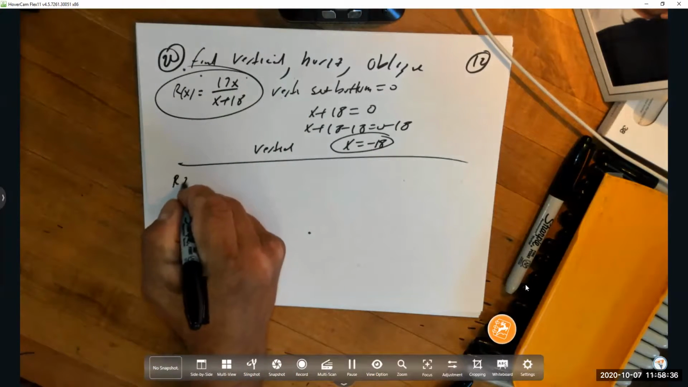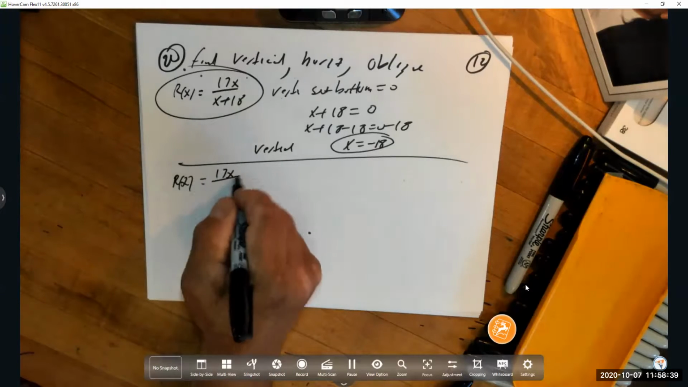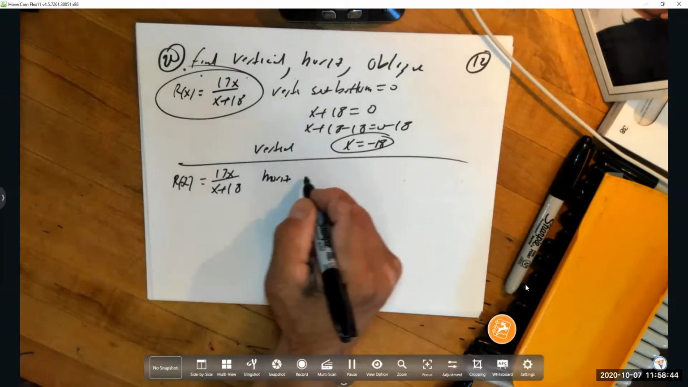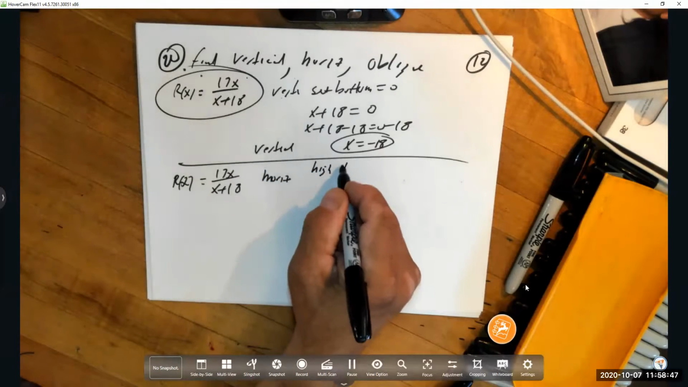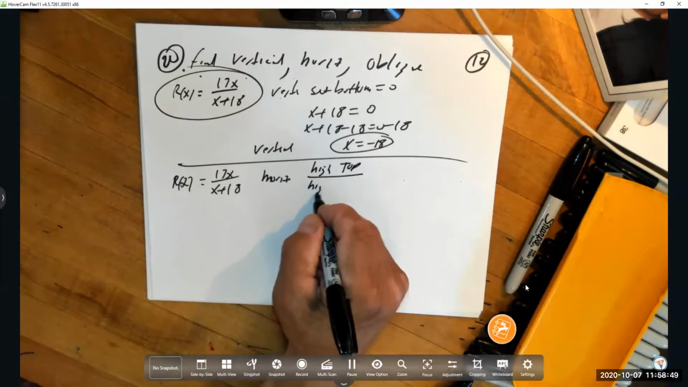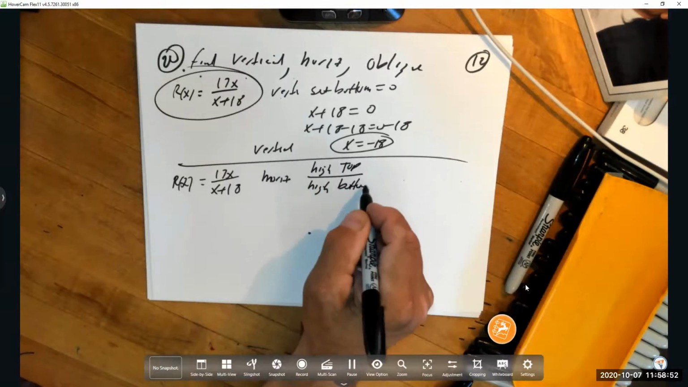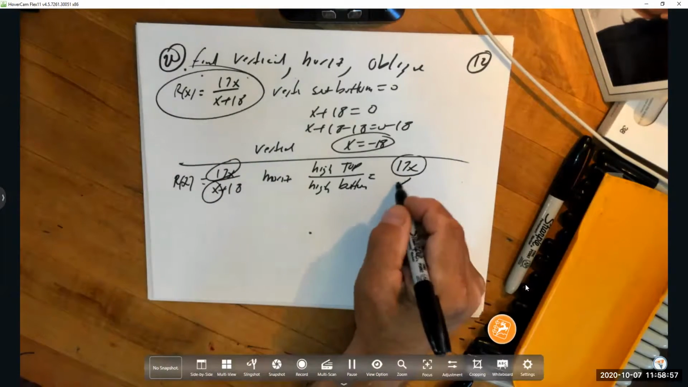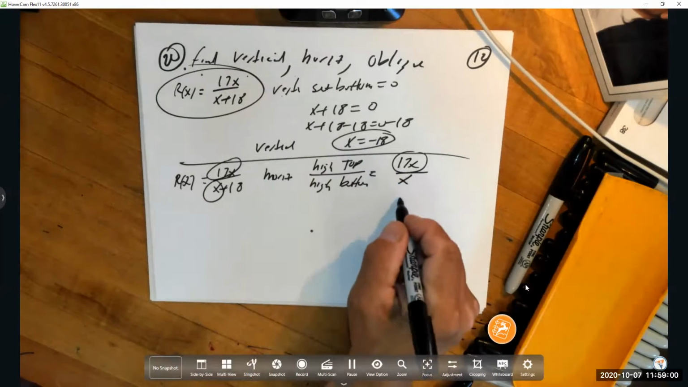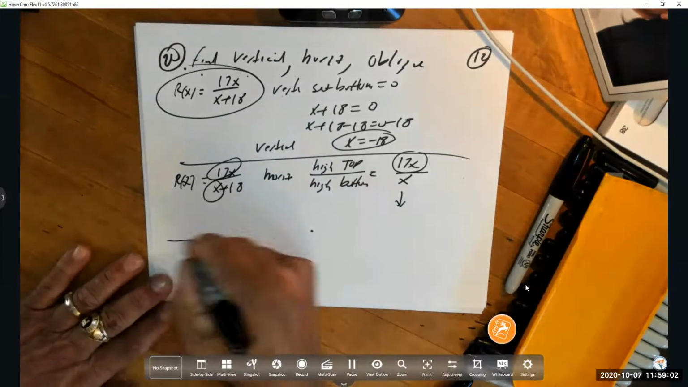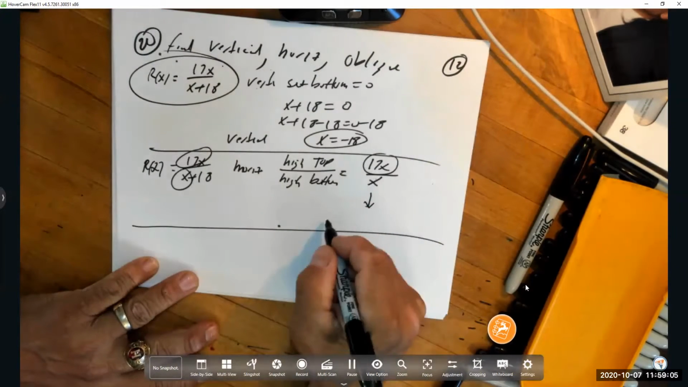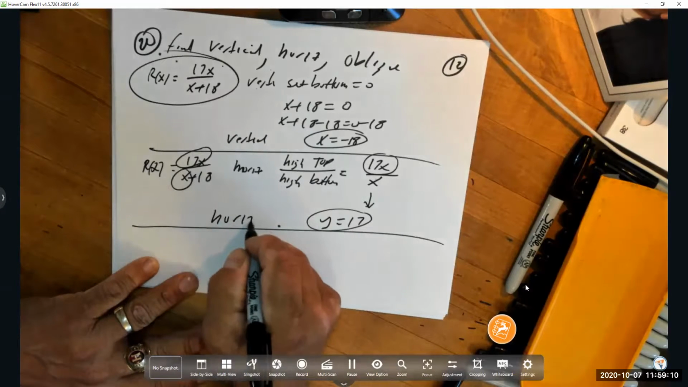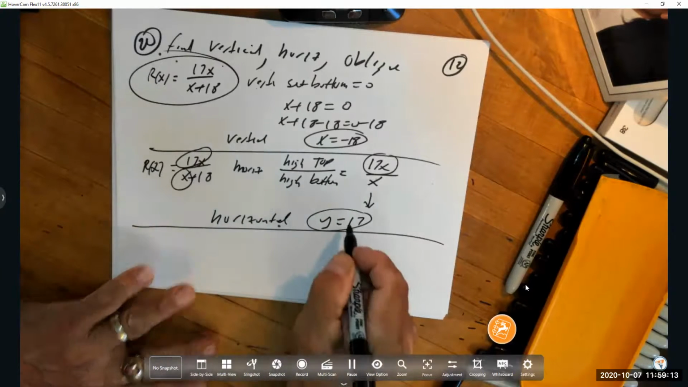Now the other question. How do you find the horizontal? Okay, I'll tell you a step. Highest power in the top over highest power on the bottom. So 17x is the top, x is the bottom. If I reduce these right here, what does it become? 17? All right, so this is the answer. The horizontal is going to be 17.